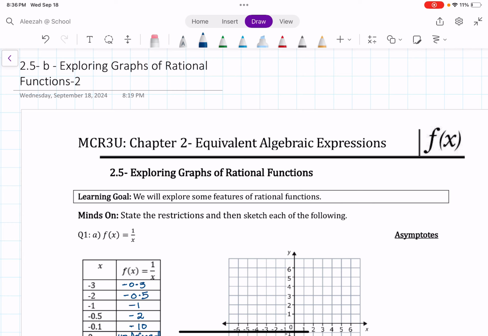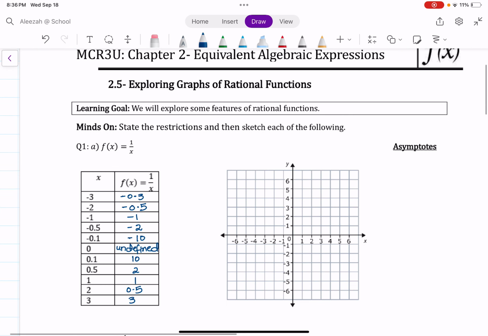Hello students. Today the lesson is exploring graph of rational functions. And what we'll be doing in this lesson is exploring some features of the rational functions. So the first question is, state the restrictions and then sketch each of the following.